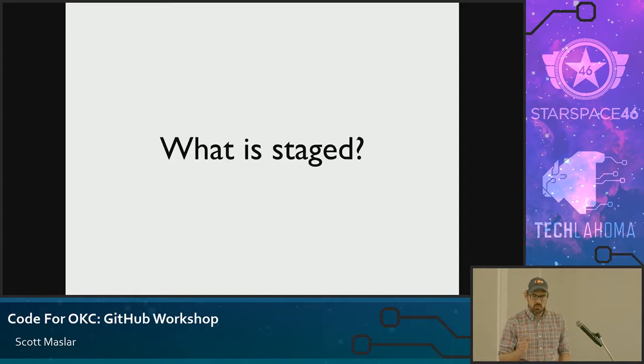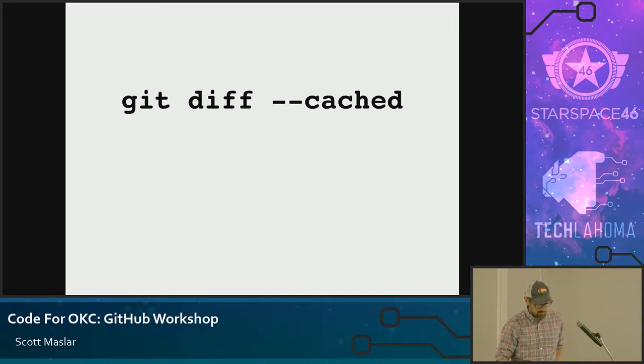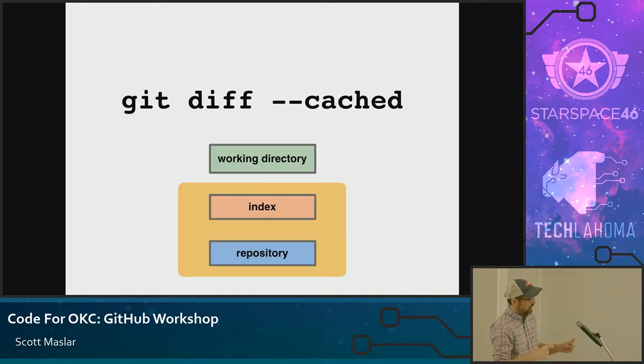If you want to see the difference between what is staged and what's out there on the branch, wherever, you can do a git diff cached, or sorry, whatever you've already committed. And what you'll see is the difference between the index and the repository. So if you want to make sure that the changes that you've made are actually doing the thing that you want it to do against whatever's in production or whatever is on your master branch, this is how you do it.